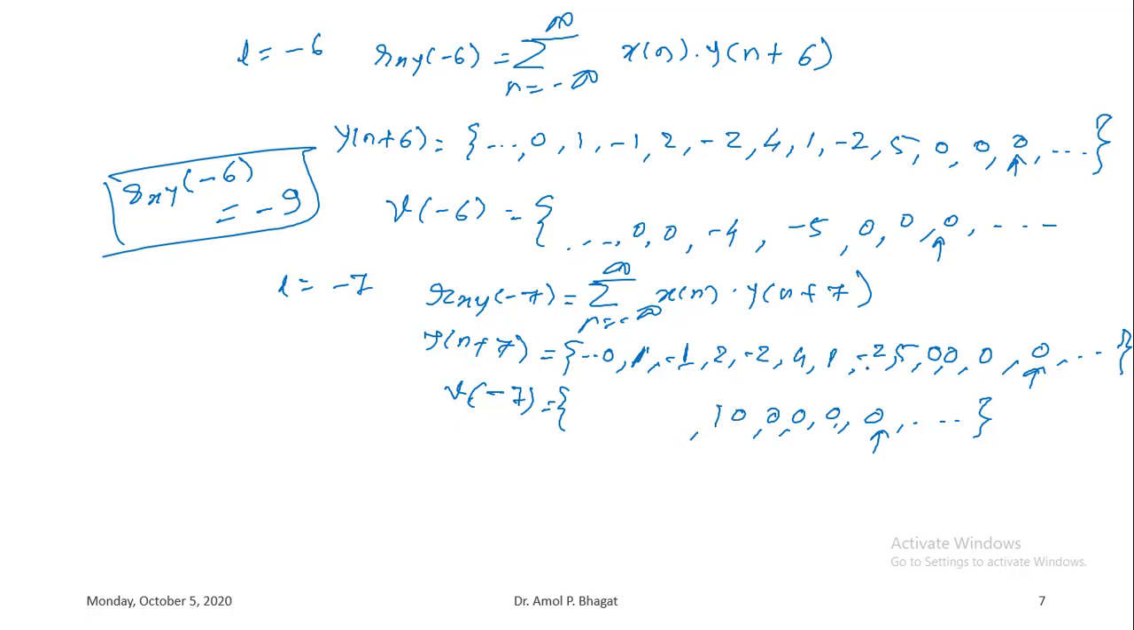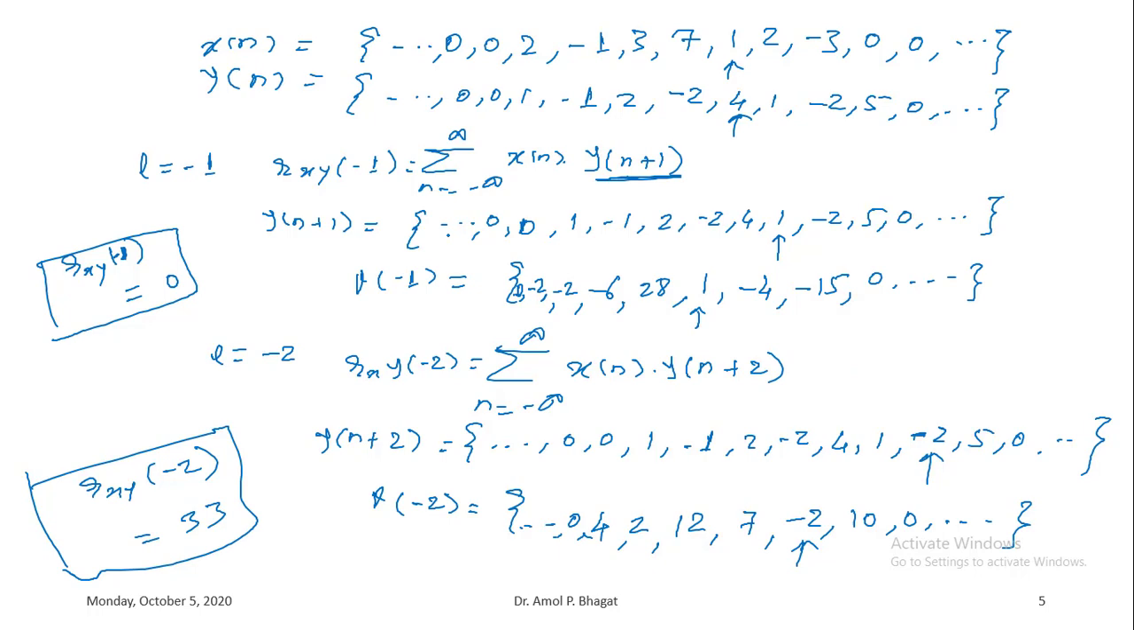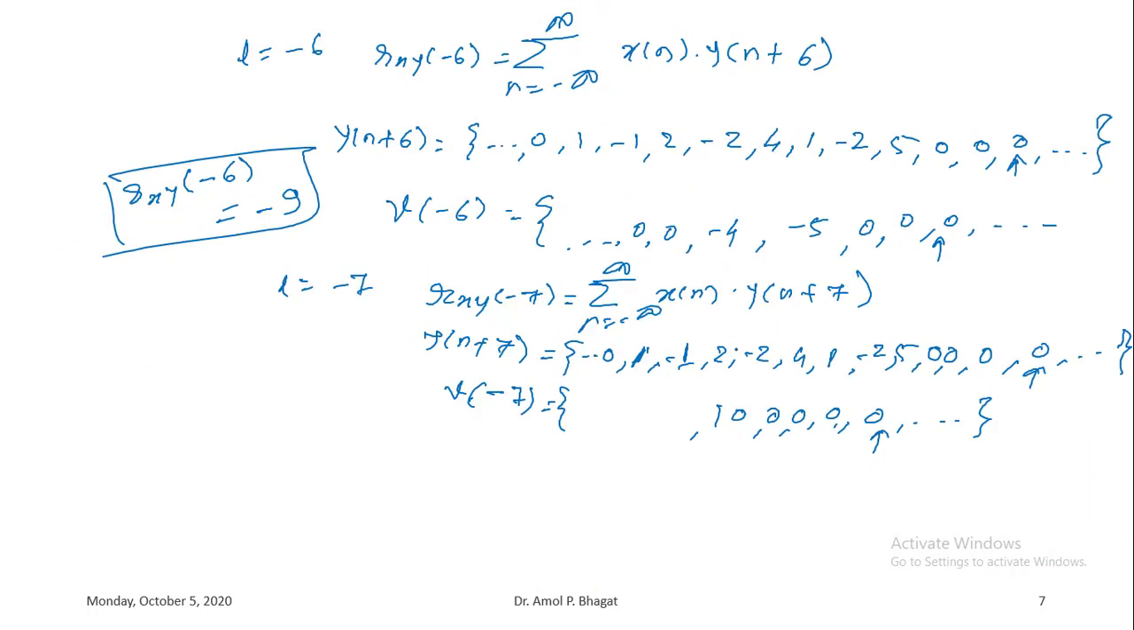Again minus 2 will get multiplied with zeros, all values are zeros there, right? So 0 will be there on the left hand side, so it will be simply r x y of minus 7, the addition of these values, which will be 10.